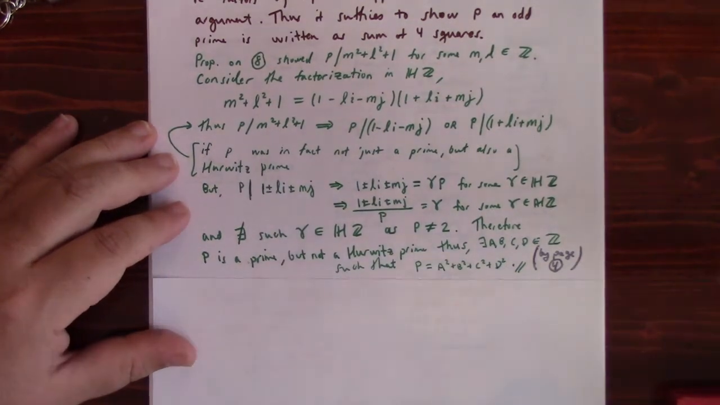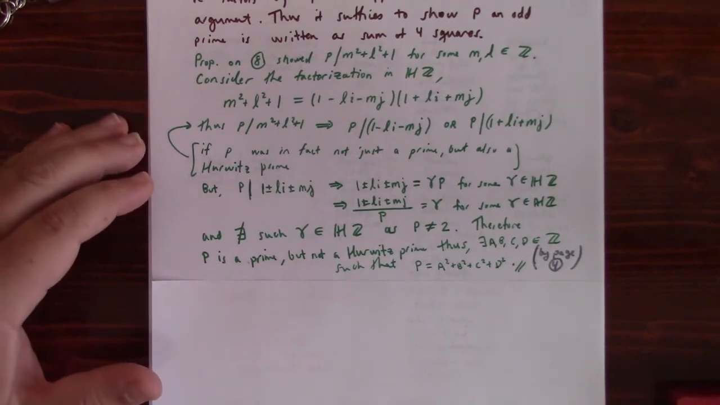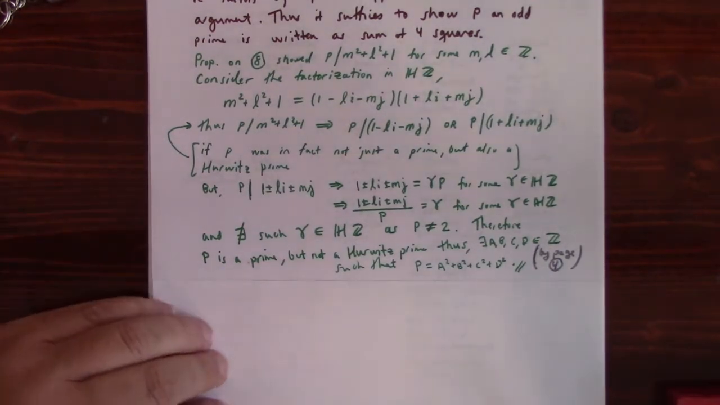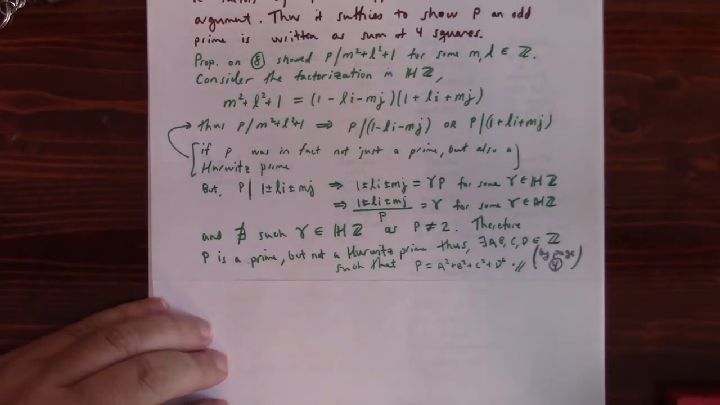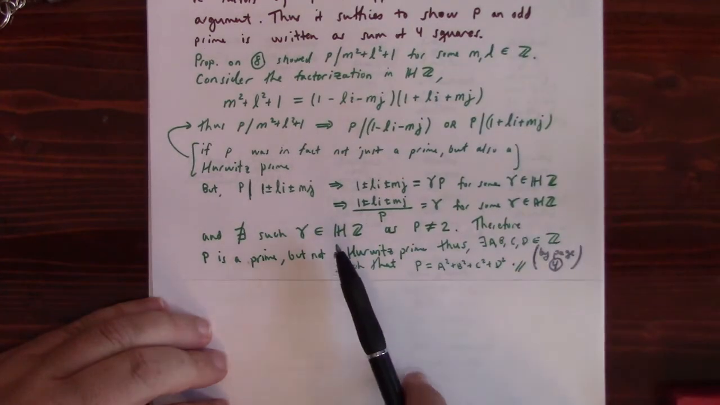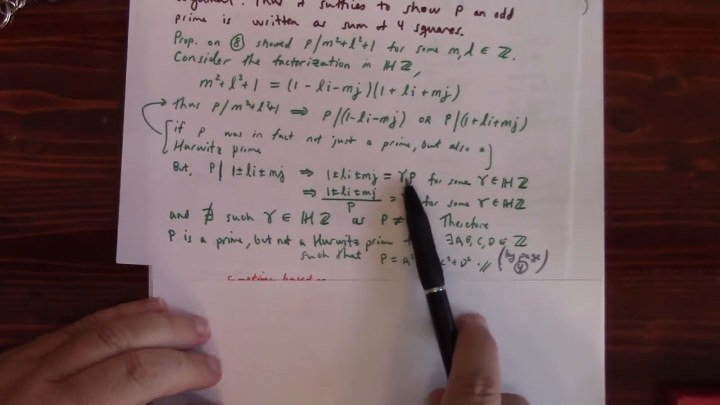Oh, okay, so that's the thing. The earlier theorem, we supposed p was a prime but not a Hurwitz prime. That shows the sum of four squares, right? So we don't get to assume that the odd prime is automatically not a Hurwitz prime here, right? So suppose it is, towards a contradiction. That's what this is, all right?